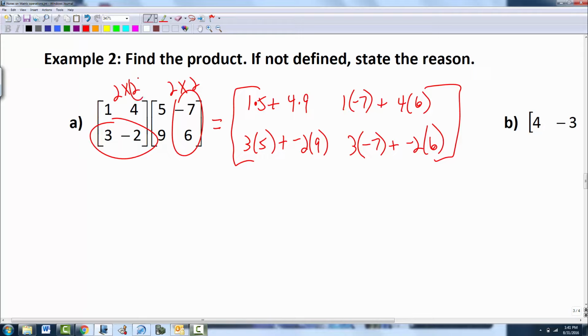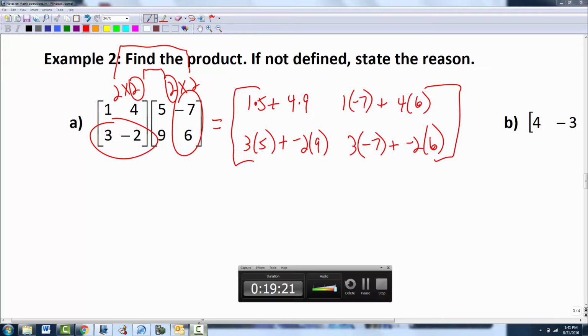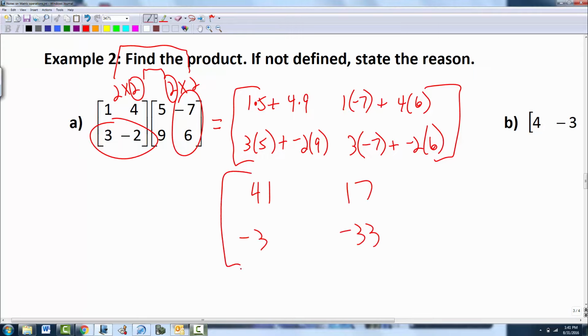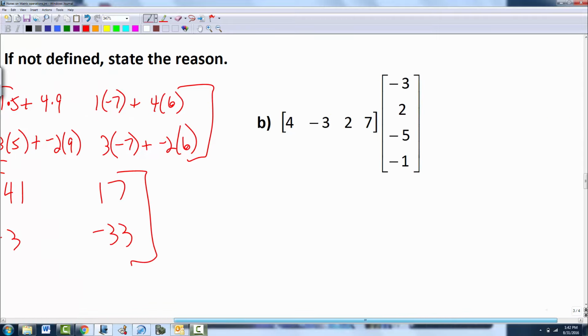You know, when I write the final answer, we had a 2 by 2 times a 2 by 2. The answer is going to be a 2 by 2. And we already probably see that. Okay, they helped me. A 2 by 2. Now it's going to get wild. Next in this group here.